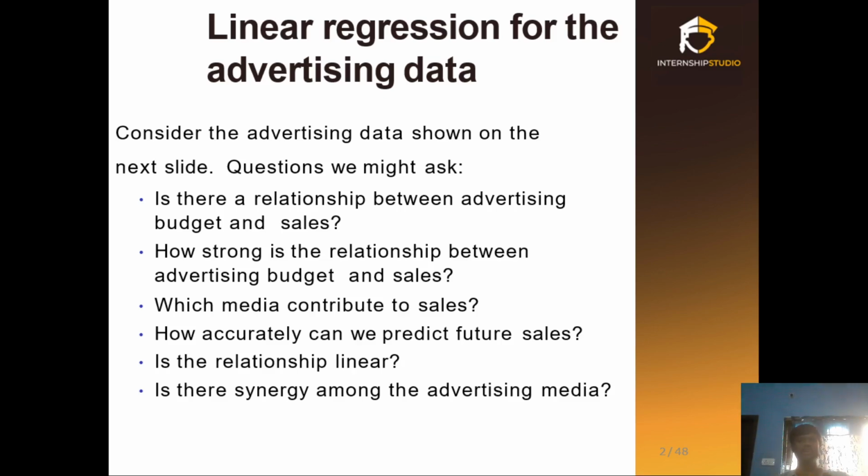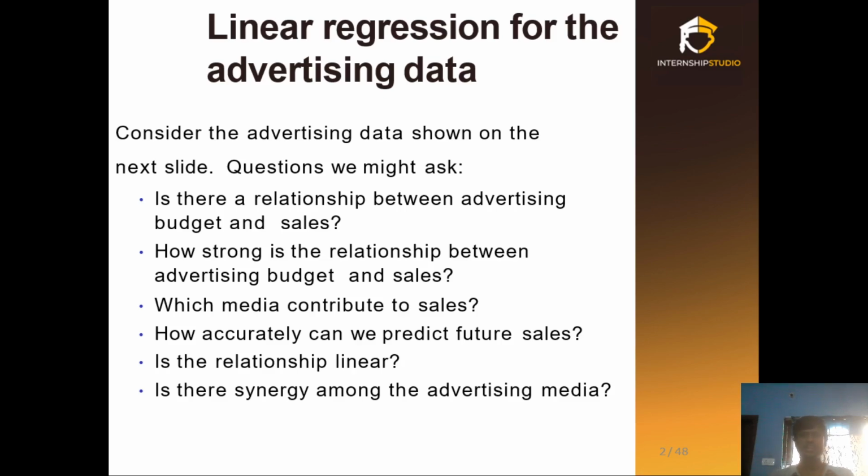And if you take an example of advertising data, you are trying to ask a set of questions by looking into this advertisement data. The questions are like: is there any relationship between advertising budget and sales? How strong is the relationship between advertising budget and sales? Which media contribute to sales? How accurately can we predict future sales? Is the relationship linear? Is there synergy among the advertising media?